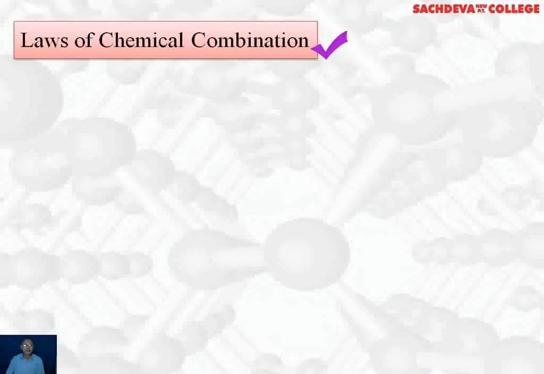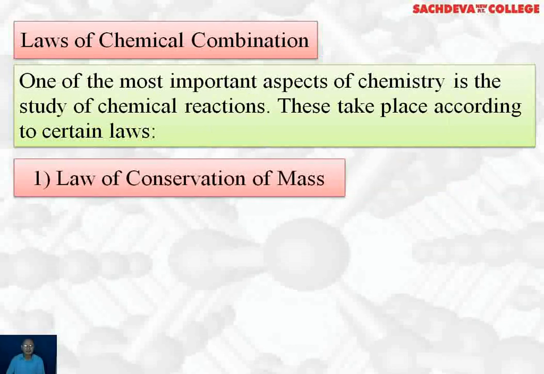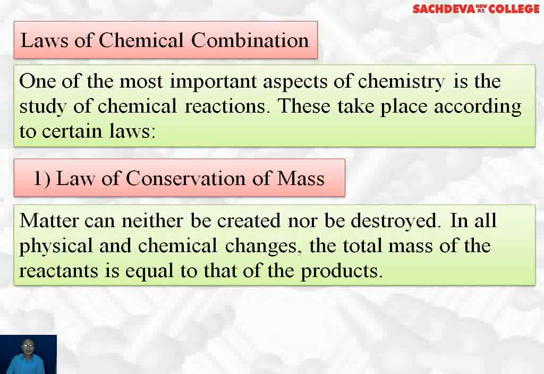Let's take up laws of chemical combination. One of the most important aspects of chemistry is the study of chemical reactions. These take place according to certain laws. The first law we are taking, law of conservation of mass. It was discovered by Lavoisier. It states matter can neither be created nor be destroyed. In all physical and chemical changes, the total mass of reactants must be equal to the total mass of products. That is the reason that we balance each and every chemical reaction.